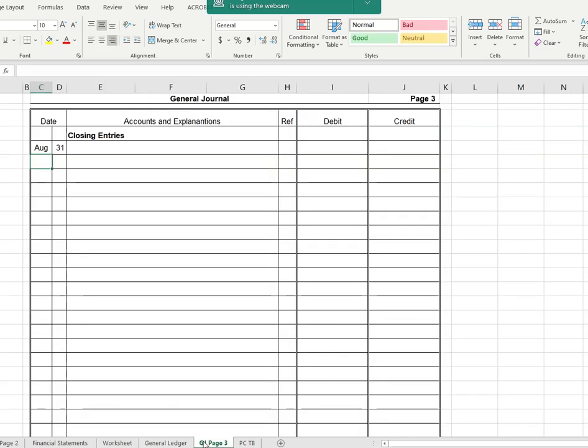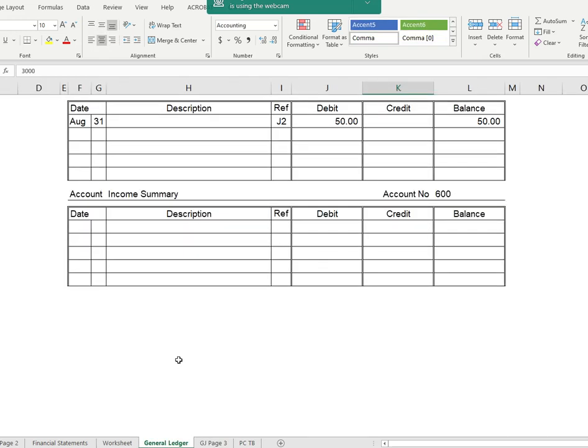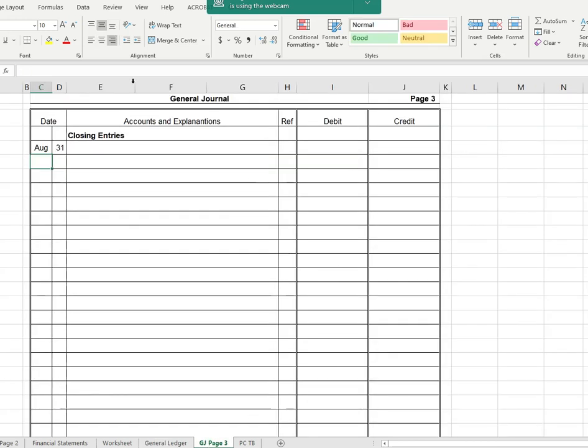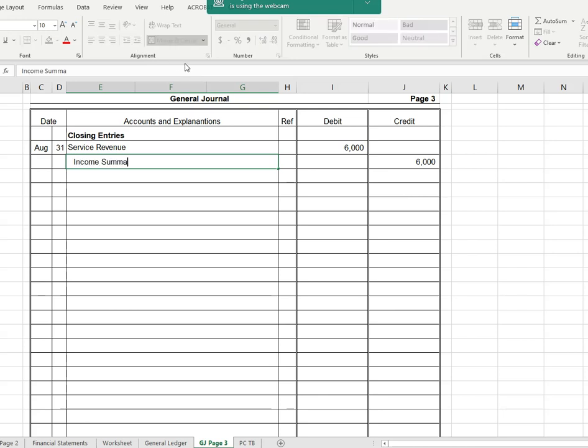So in order to close this account, I have to debit it. So let's go to page 3. And we're going to debit our service revenue for $6,000. And I'm going to credit income summary. Okay, and my explanation is to close revenue accounts.